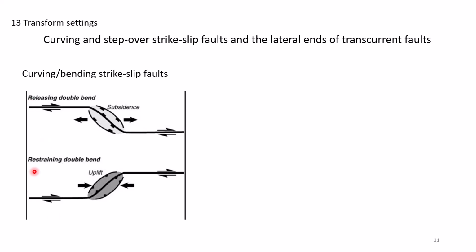A restraining double bend or restraining bend, depending on the textbook that you choose, is formed where a dextral strike-slip fault bends to the left. And here we see that the blocks to the north and to the south of the strike-slip fault move towards each other. We get convergent tectonic movement, and that requires shortening, uplift, and the formation of thrust faults or reverse faults in order to accommodate the block movement towards each other.